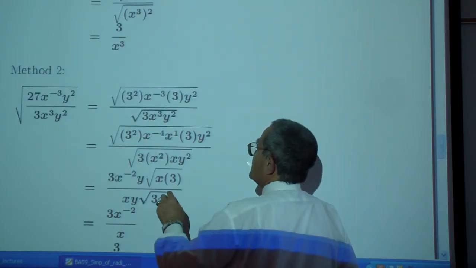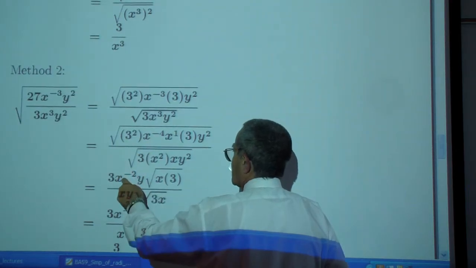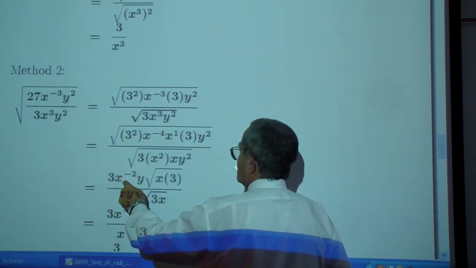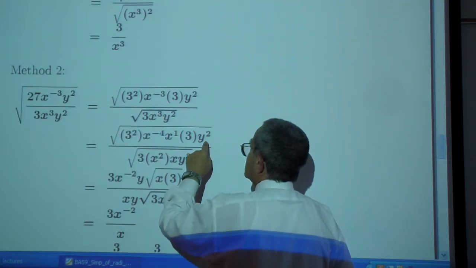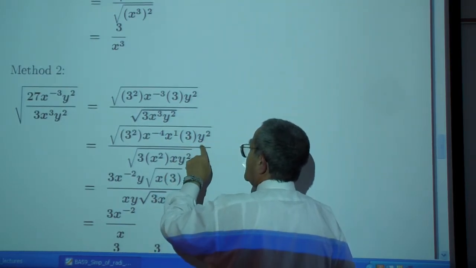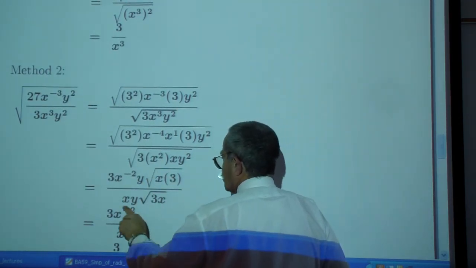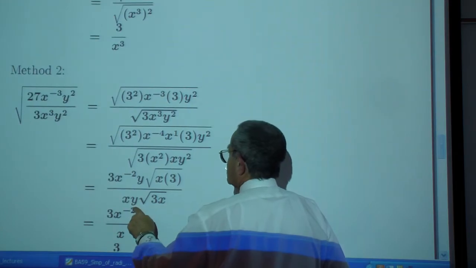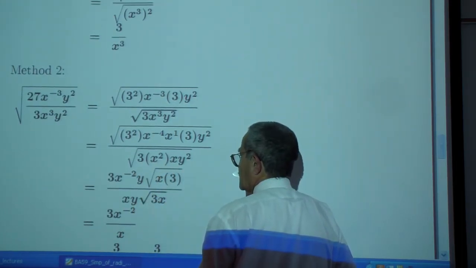So in the numerator, 3 squared comes out as 3. X to the negative 4 comes out as x to the negative 2. This x remains inside, the y remains inside, the 3 remains inside, and the y squared becomes a y. In the denominator, x squared becomes x, y squared becomes y. The 3 and the x remain in the denominator.